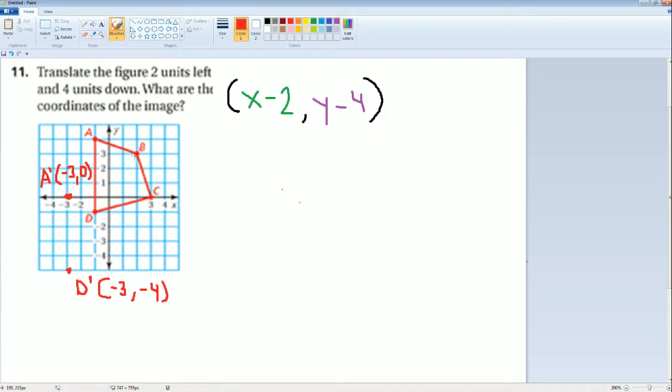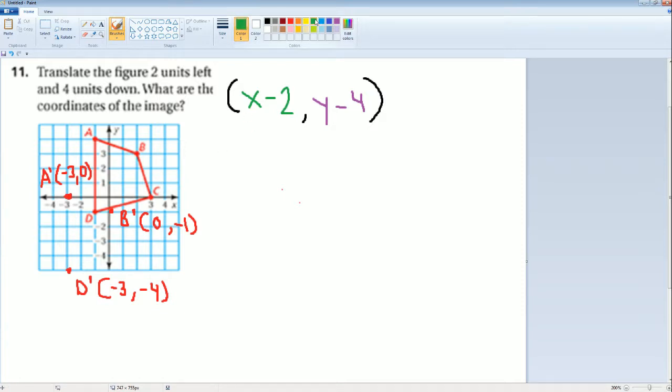All right, B. Okay, 2 to the left: 1, 2. 4 down: 1, 2, 3, 4. Okay, that's a new point. So this is called B prime, and that looks like 0 in the x and -1 in the y. Okay, then that's the next one.